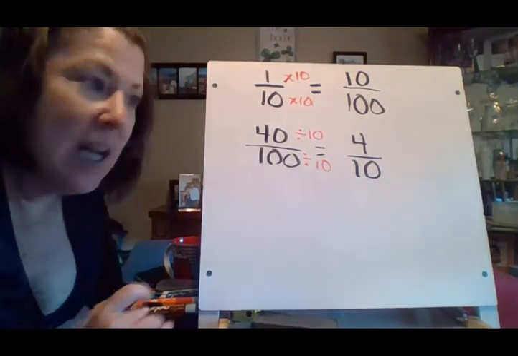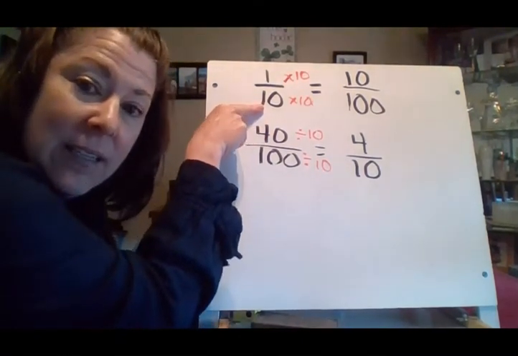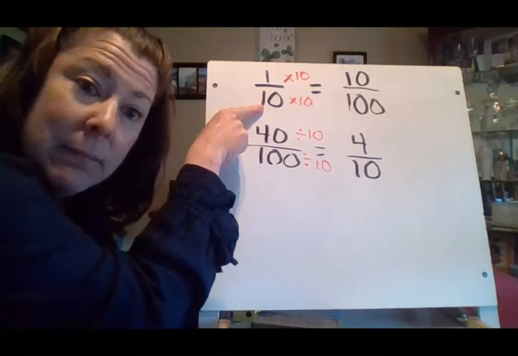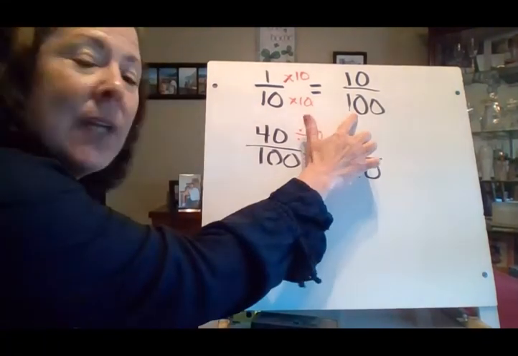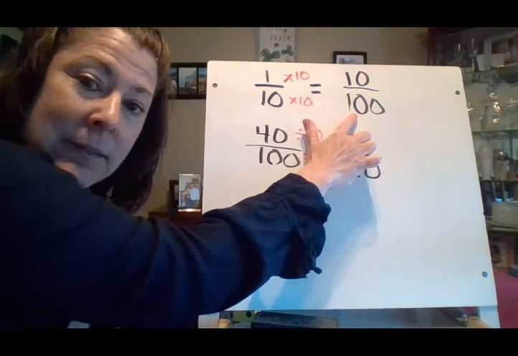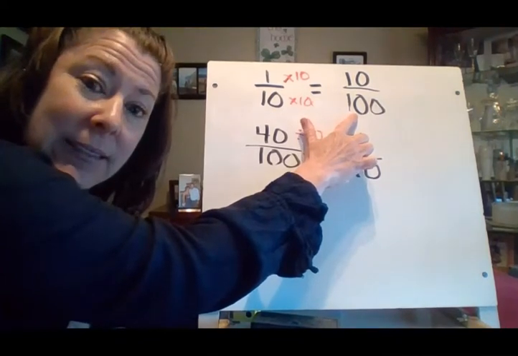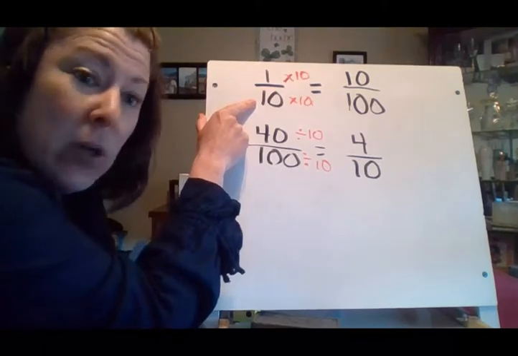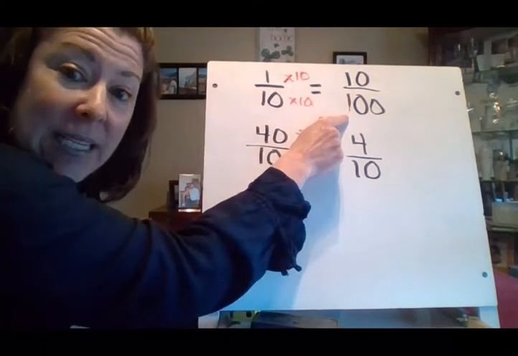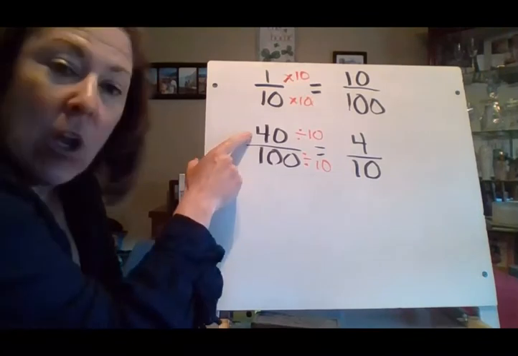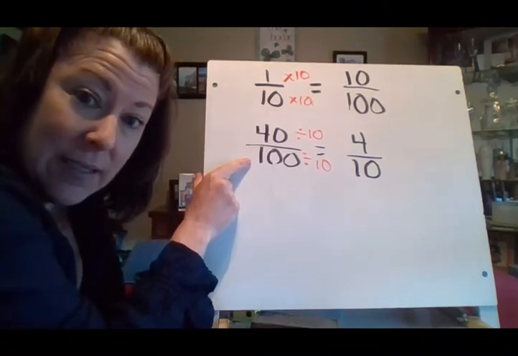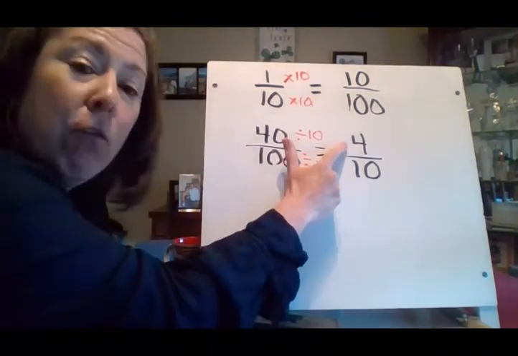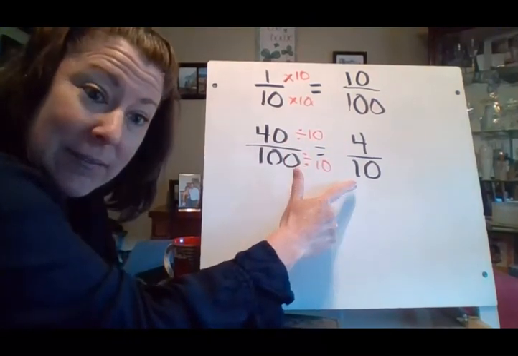I like to think of tenths as dimes, money. Hundredths as pennies. 1 dime is worth 10 pennies. 40 pennies is worth 4 dimes.